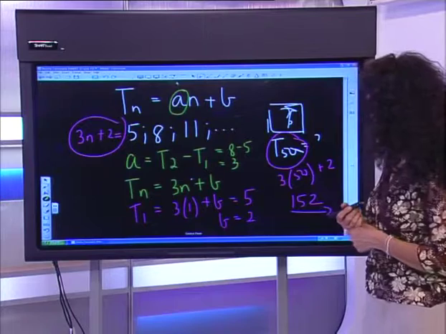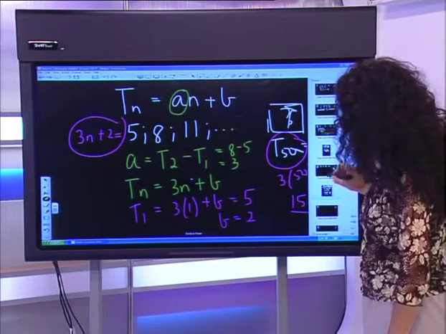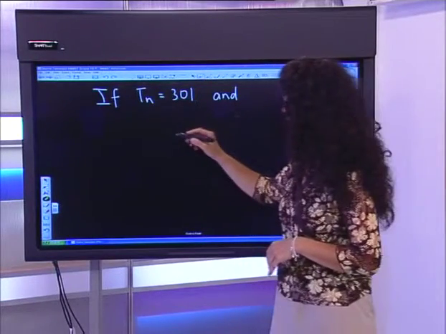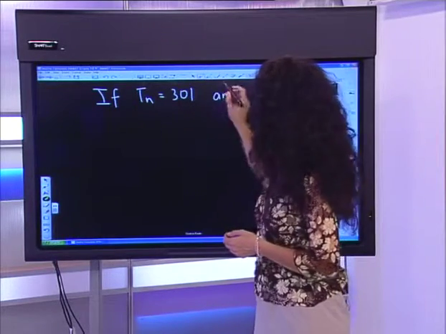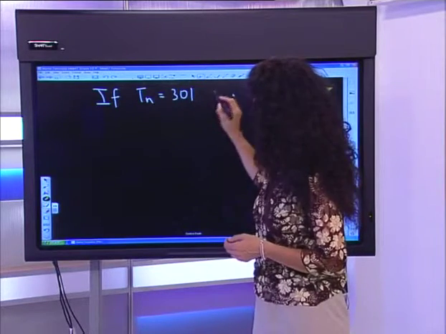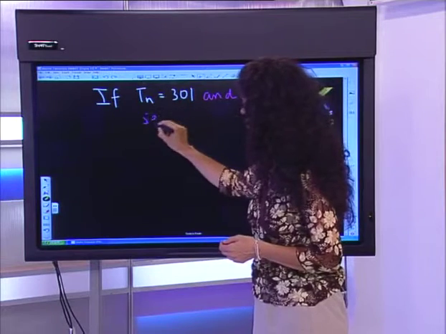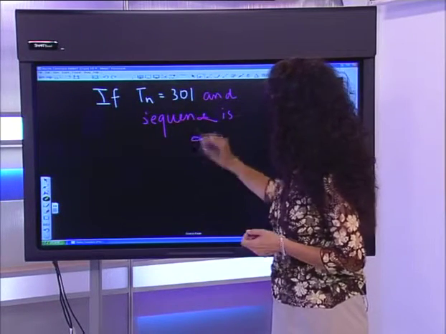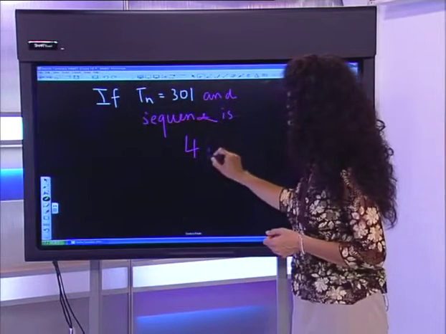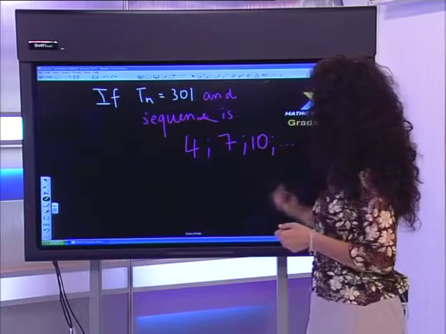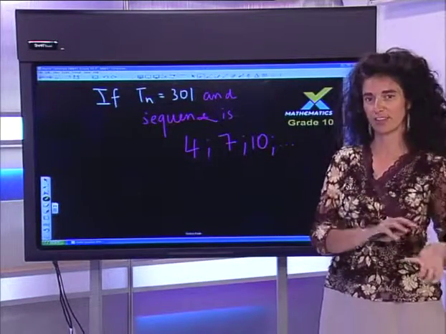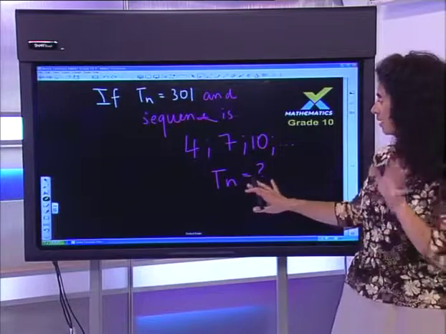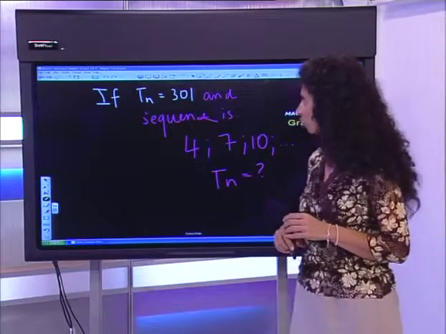Okay, so let's give you a little bit of a challenge. Let's say Tn is equal to 301, and the sequence is 4, 7, 10. Now I know that you've picked up a little bit around how to get the nth term. My hint to you is to find out what Tn is first, in the general term, and then I'm going to leave you to play a little bit. Tell me what you think the term is. What is n?